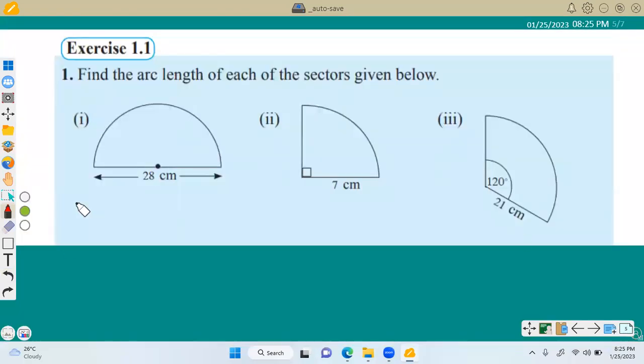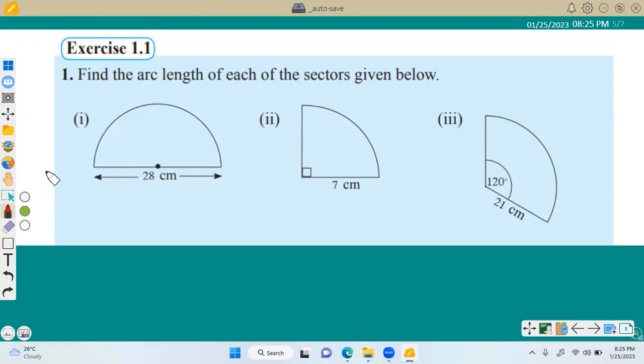Okay, now we are going to find the arc length of each of the sectors given below. Okay, please draw this. Hurry up. Draw these and quickly let's find the arc length. Now you can identify.